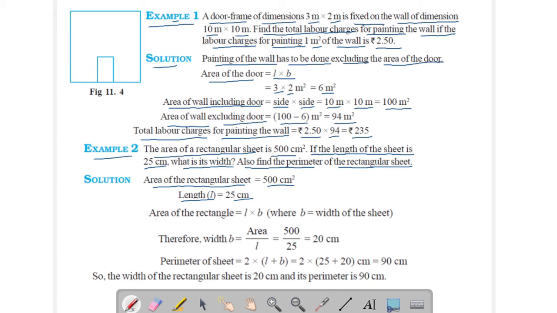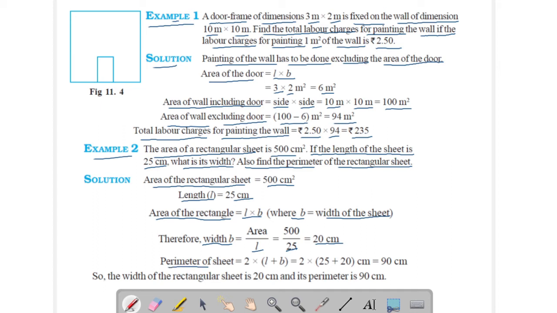Here area of rectangular sheet is given by L into B, where B is width of the sheet. So from here we can find out width, that is B. B is equivalent to area upon length. And what is area? It is 500 centimeters square upon length is 25 centimeter. And if you solve it, you will get 20 centimeter. This is the breadth of rectangular sheet.